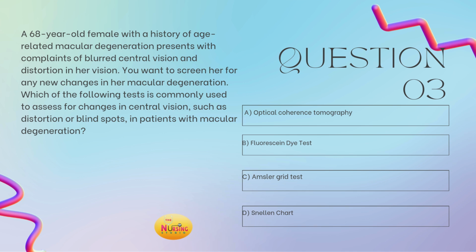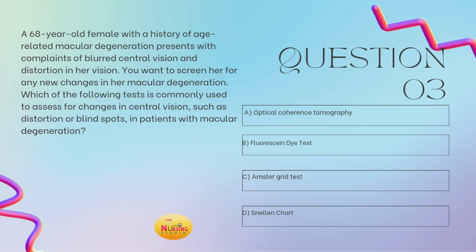We use the Amsler grid. Now, optical coherence tomography is used to aid in the diagnosis of macular degeneration, but that's more on the ophthalmology level. Remember to stay in your scope. Do not let these questions push you into picking things just because you're unsure, things that we don't even do in practice, right? The fluorescein dye test, we utilize that for something like herpes keratitis. The Snellen chart is for visual acuity. The Amsler grid is specifically utilized for centralized vision changes and most commonly utilized with macular degeneration.